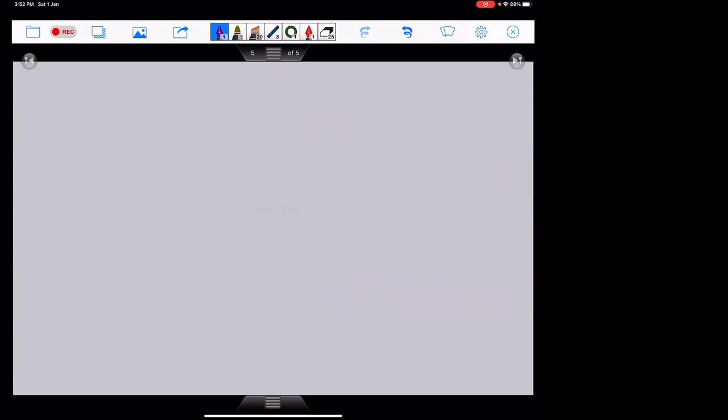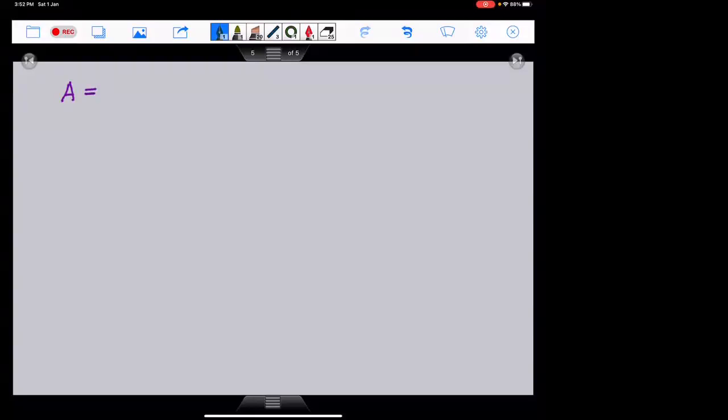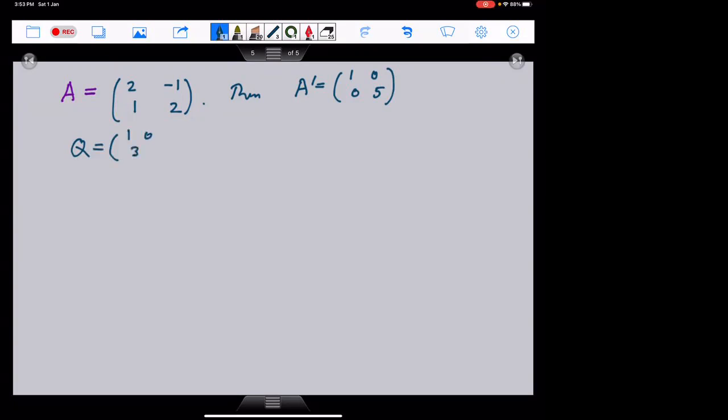Now the diagonalization of A, namely the matrix A that defines the subgroup, (2, 1) is the first column, the first basis vector, the first generator. The second column is the other generator. I don't remember whether we saw this diagonalization, but in this case A prime turns out to be (1, 0; 0, 5), and Q is (1, 0; 3, 1). Let us verify whether this is correct.